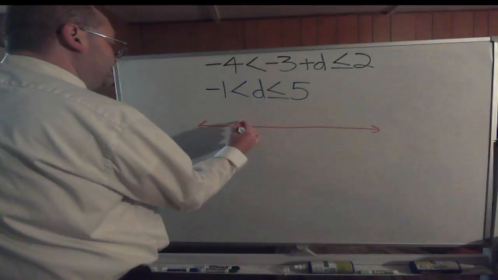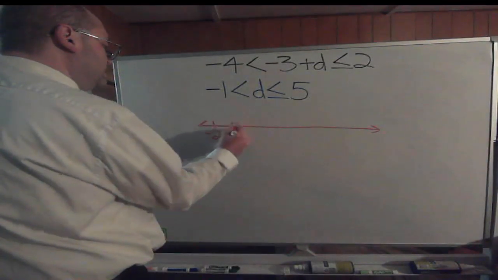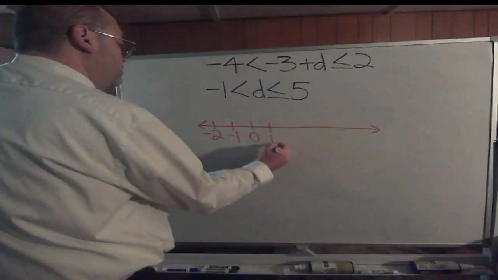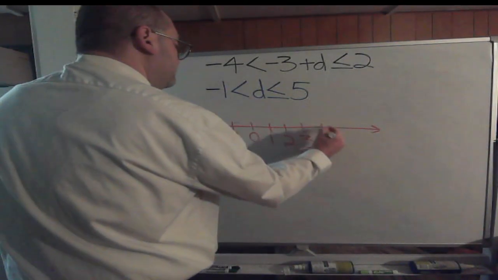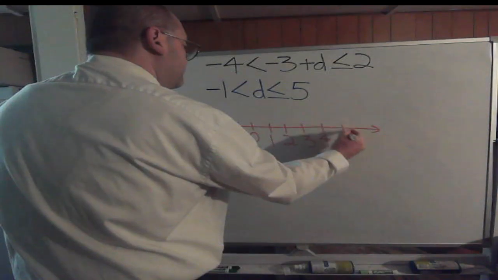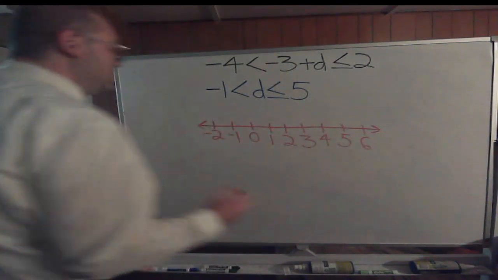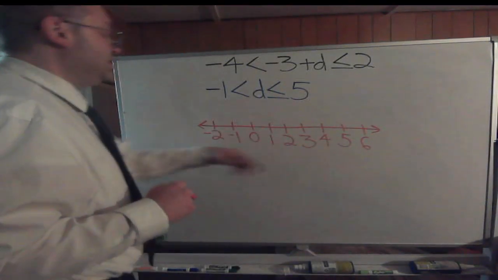Let's see. -2, -1, 0, 1, 2, 3, 4, 5, and then 6 will go right here. Alright, so I have a good representative sample of numbers.